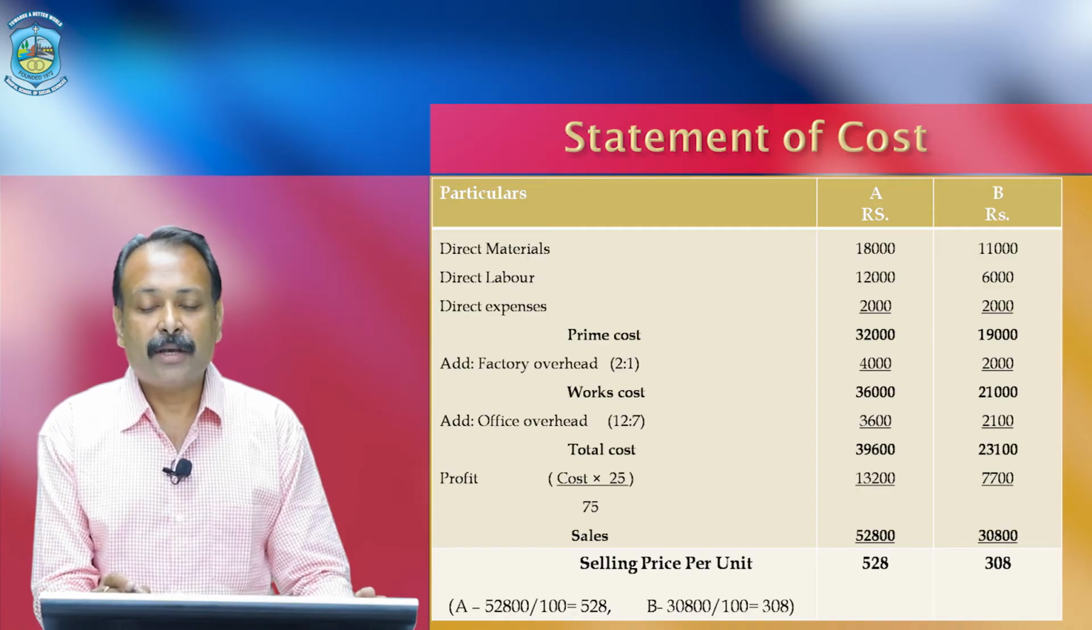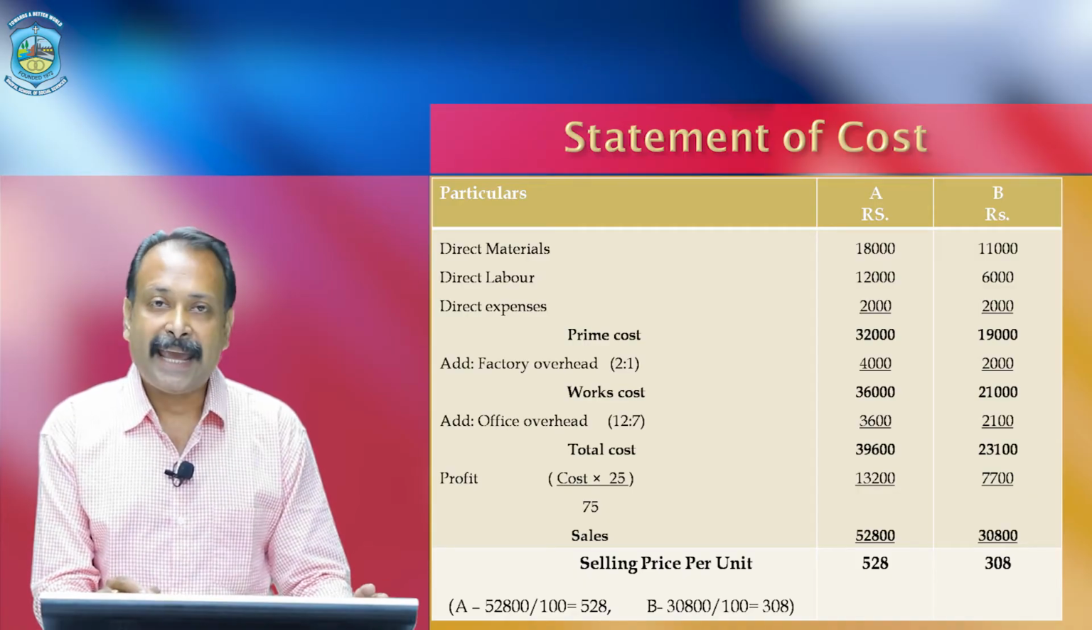Now we are going to solve this question. First of all, we are going to prepare a statement of cost, one big column for particulars, two small columns for amount. The two small columns of amount are for machine A and machine B.